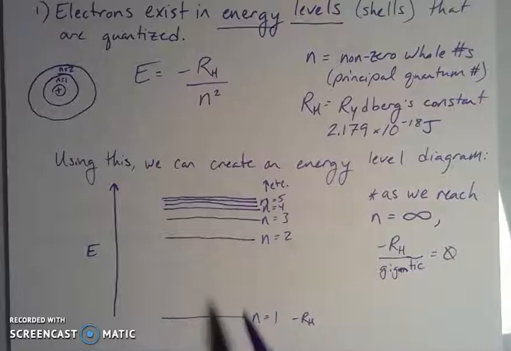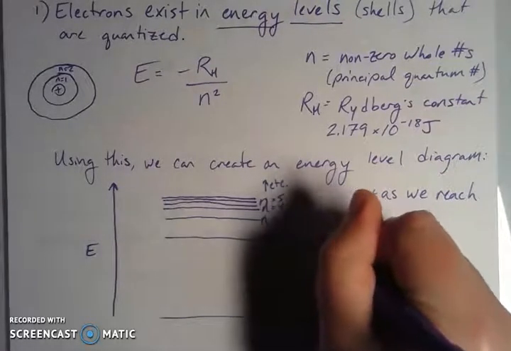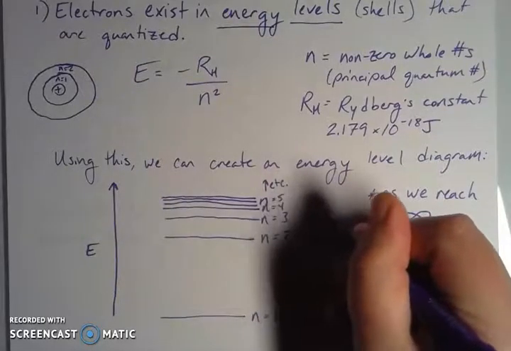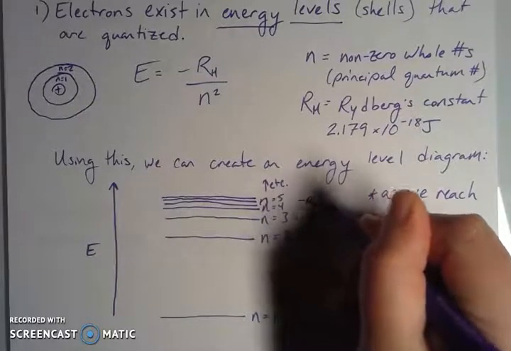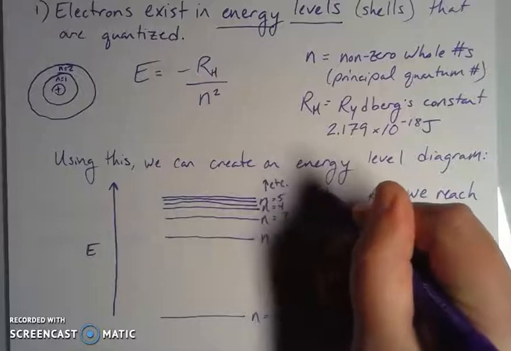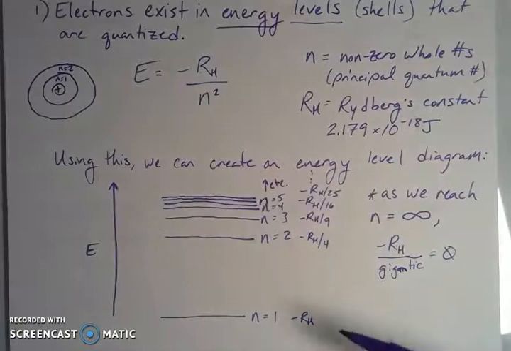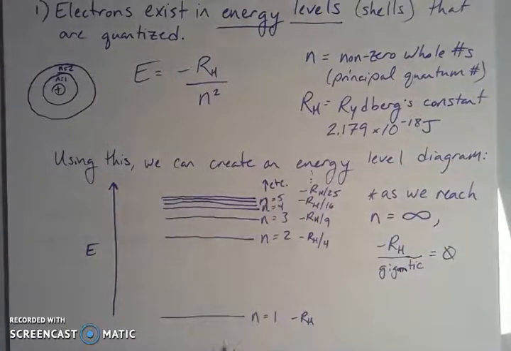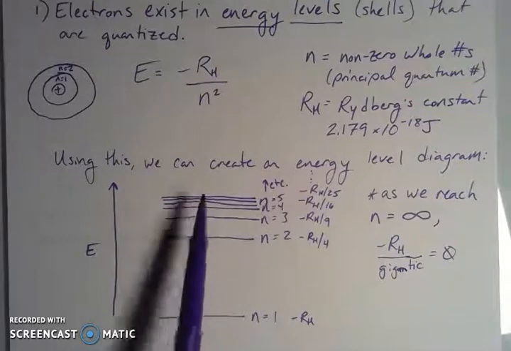Now when we go to 2, there's a big hop up here, and this would be the negative Rydberg constant over 2 squared, which would be 4. For 3, it'd be negative Rydberg constant over 9, which is 3 squared, negative Rydberg constant over 16, over 25, etc. up. Now you'll note as we increase our n, as we move away from the nucleus, that electrons in these upper energy levels are going to get closer and closer and closer together.